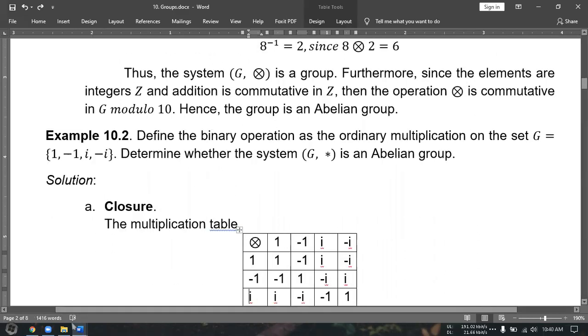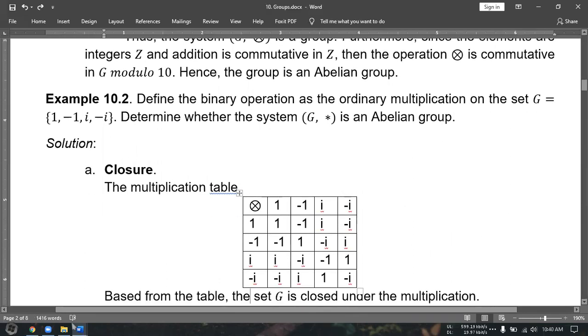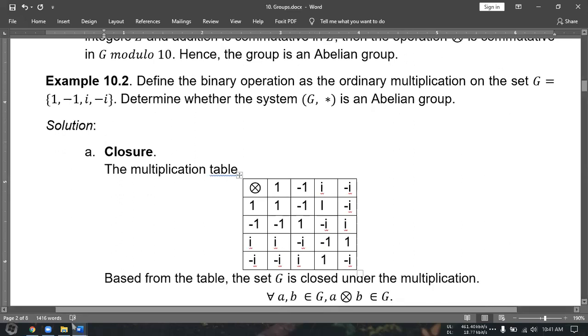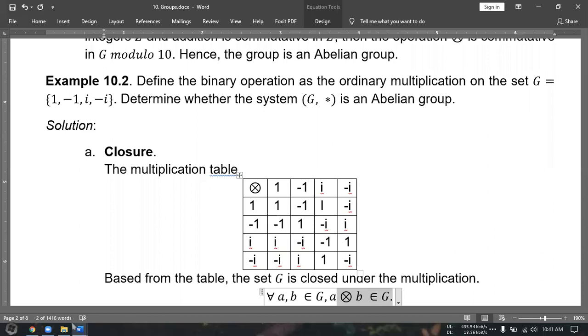So we have the elements 1, -1, i, -i. Upon multiplying any two elements of the given set G, you have 1 times 1, 1 times -1, i, -i, and so on. Based on the table, G is closed under multiplication. Meaning to say, for all elements a and b of G, a times b is also an element of G. That is the closure property.